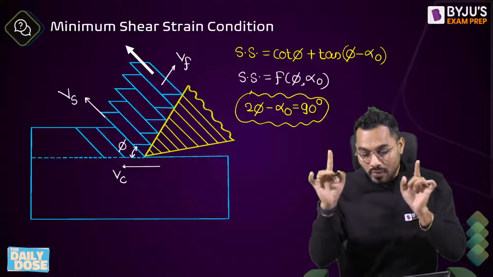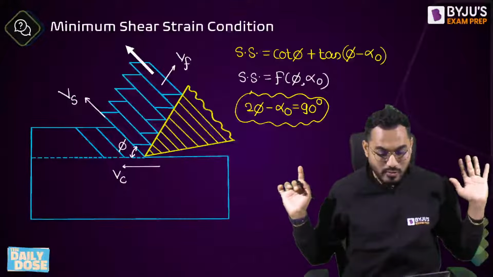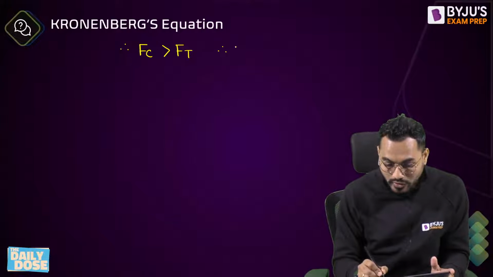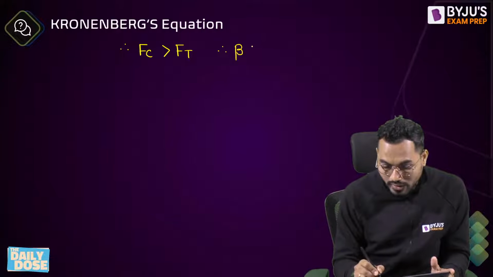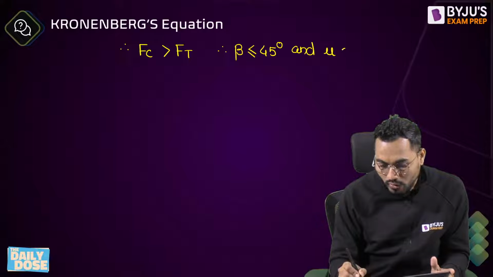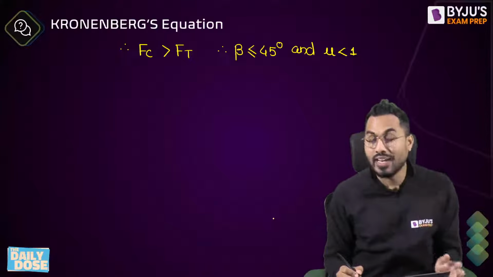What is that? 2 phi minus alpha 0 is equal to 90 degree, to calculate shear plane angle phi or whatever it is asked. Minimum shear strain condition. Now sir, generally in metal cutting operation, can I say that my cutting force used to be greater than the thrust force? And if my cutting force is greater than thrust force, we will observe that the friction angle beta will come less than or equal to 45 degree, and coefficient of friction mu will also come less than 1 value, and it is very much accepted as far as metal cutting analysis is concerned.